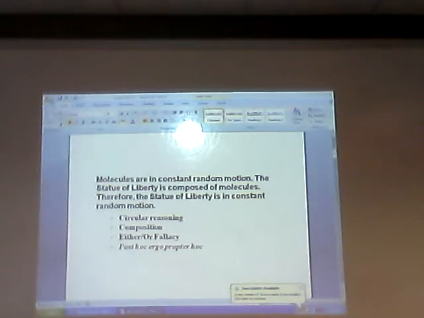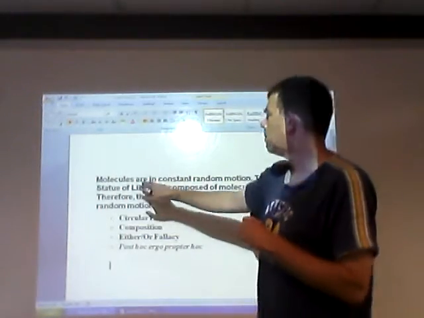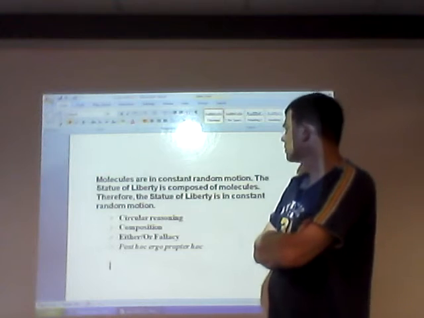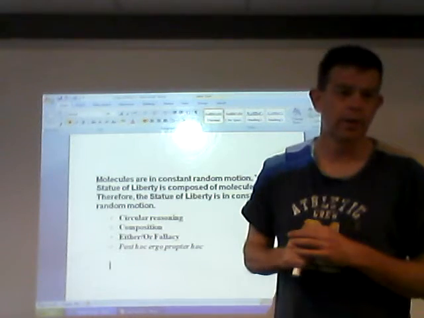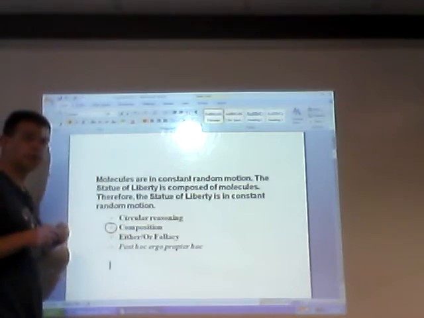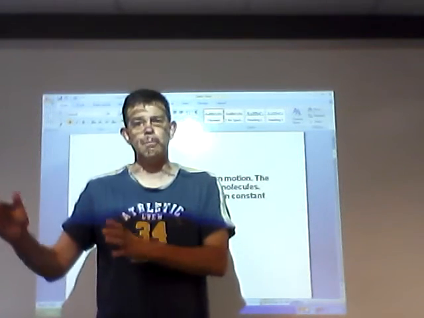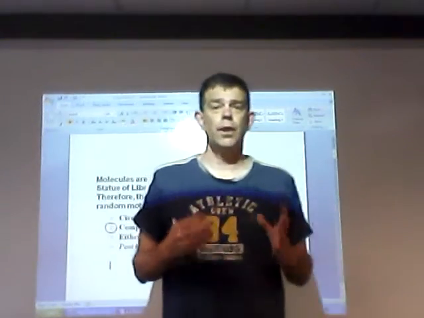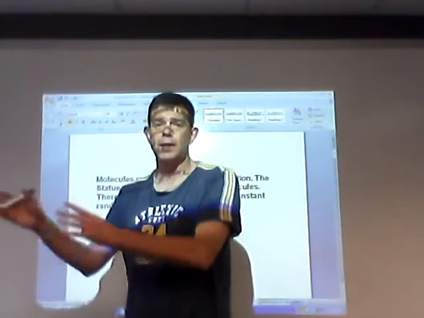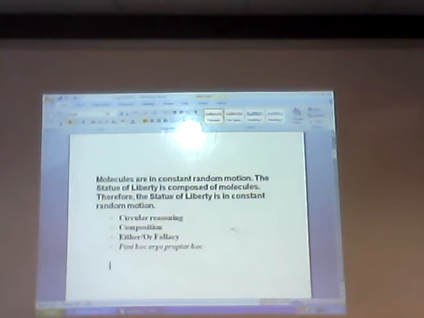Okay, so if we look at this next one, we have another example, and basically it says that molecules are in constant random motion. The Statue of Liberty is composed of molecules. Therefore, the Statue of Liberty is in constant random motion. Now, in this case, what you have here is what is called a fallacy of composition. The fallacy of composition says that, in essence, if something is true of the parts, it is also true of the whole entity. Just because the Statue of Liberty is composed of molecules does not mean that all the properties of the molecules necessarily apply to the Statue of Liberty. So if you get one like this, that indeed is a fallacy of composition. Okay? Let's move on to the next one.